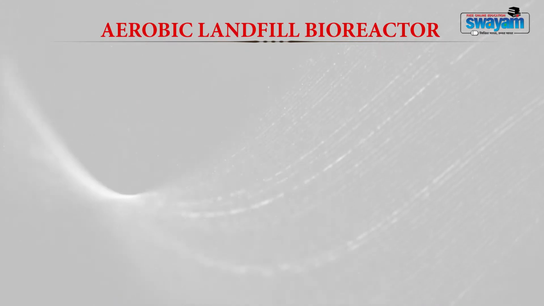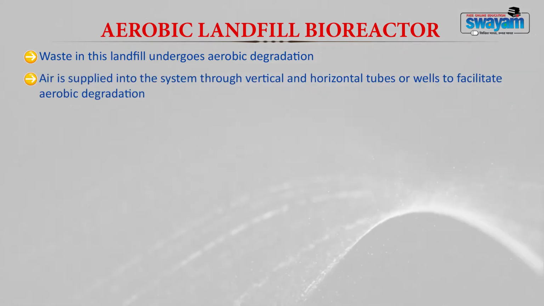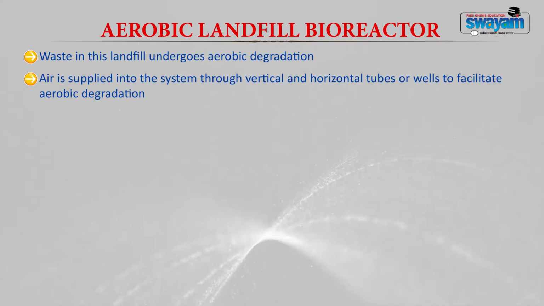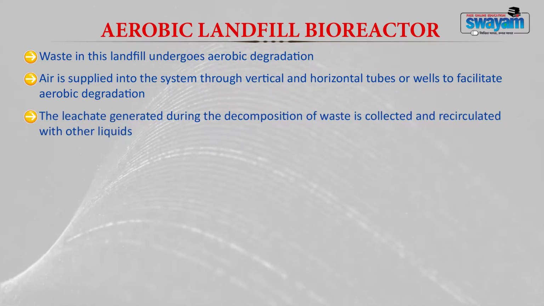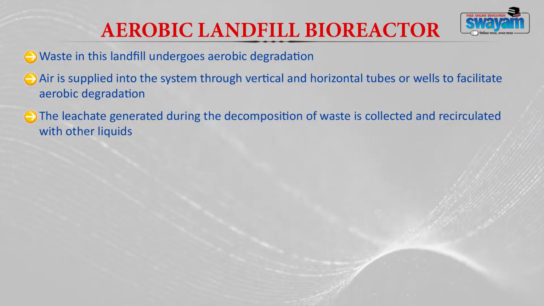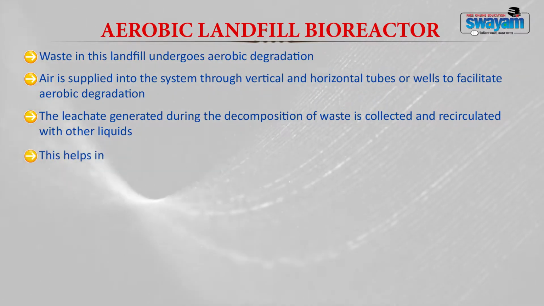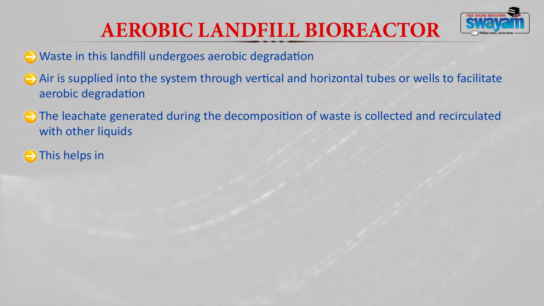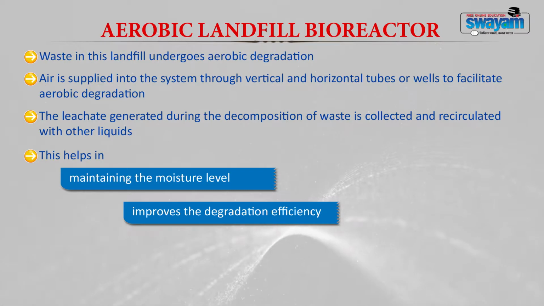Now, aerobic landfill bioreactor is a landfill bioreactor where the waste undergoes aerobic degradation. The air is supplied into the system through a number of vertical and horizontal tubes which are set within the landfill bioreactor. The leachate that is generated during the decomposition of waste is generally recirculated, and in case the leachate is not sufficient, you can replace it with other liquids like water, other wastewater, stormwater runoff or sludge. This will maintain the moisture level, and when you maintain the moisture level, the degradation efficiency will be more.